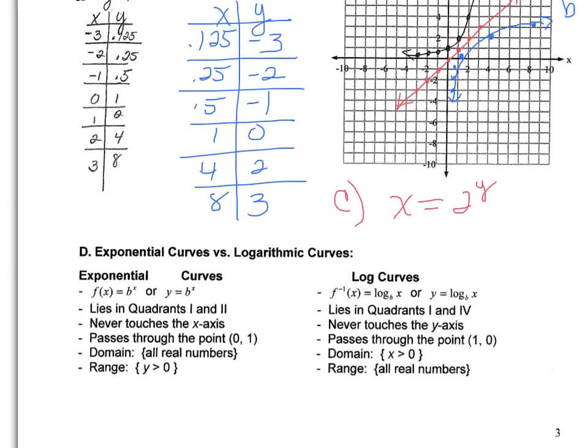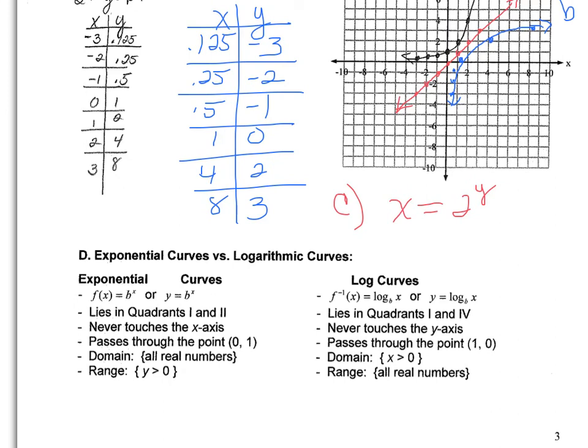Let's take a look at the properties. A log lies in quadrants 1 and 4. Doesn't that inverse lie in quadrants 1 and 4? It never touches the y-axis. This one never did either. Passes through 1, 0. Yes, it does. It goes through 1, 0. So basically, the properties of a log are definitely the properties of the inverse of an exponential, so a log is the inverse of an exponential. It would be a good idea to take a look at these properties and kind of memorize them so that you know the difference between an exponential and a log.